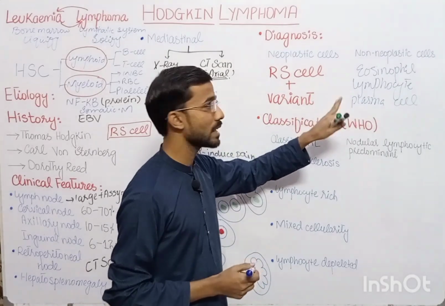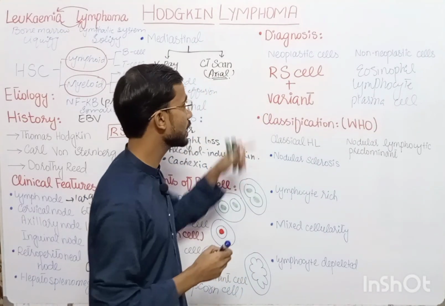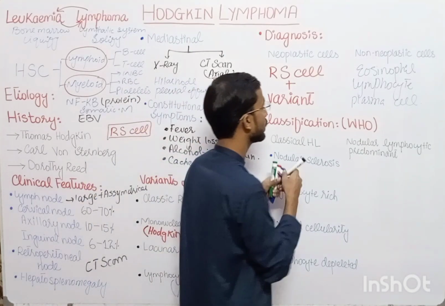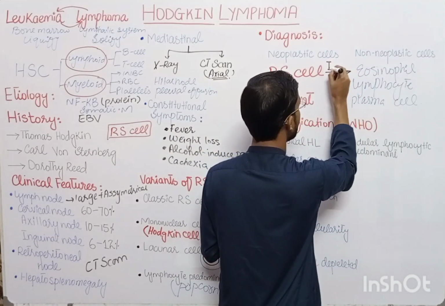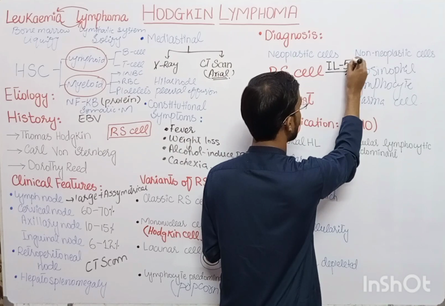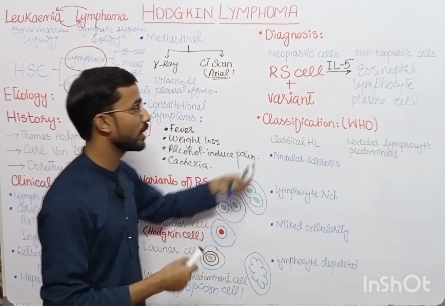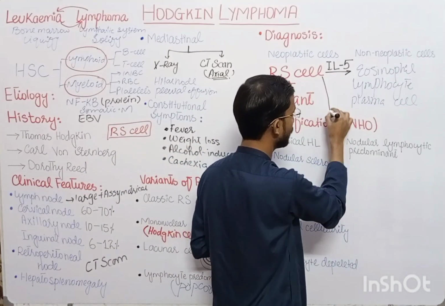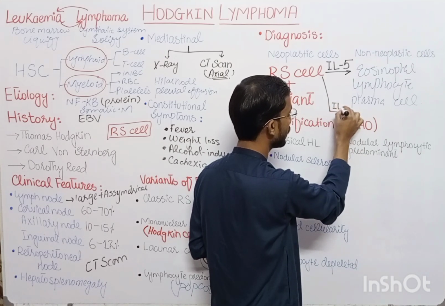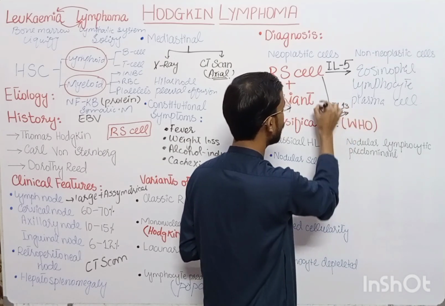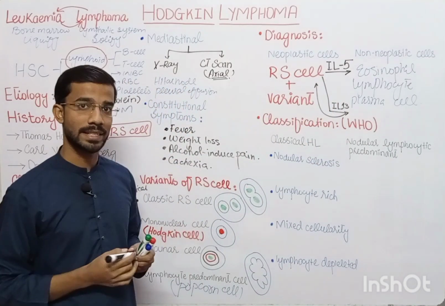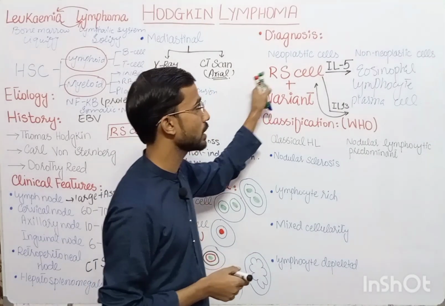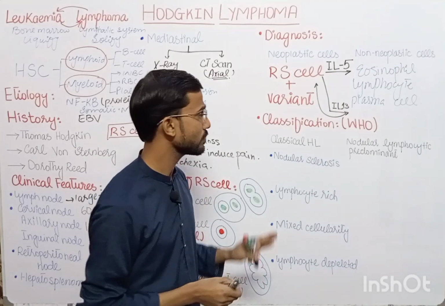Why are these cells present along with the Reed-Sternberg cell? Basically, the Reed-Sternberg cell releases cytokines, called interleukin 5, which stimulates the proliferation of eosinophils, and it also releases a factor called interleukin 13, which proliferates the Reed-Sternberg cell itself. So the Reed-Sternberg cell contributes to the proliferation of these cells.